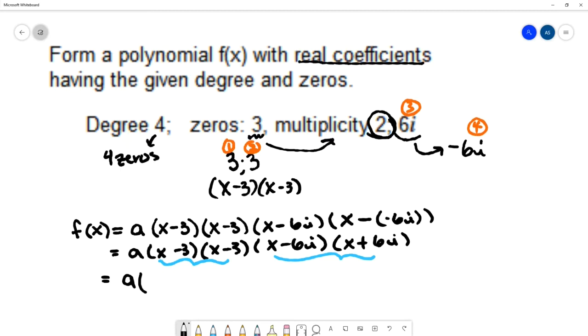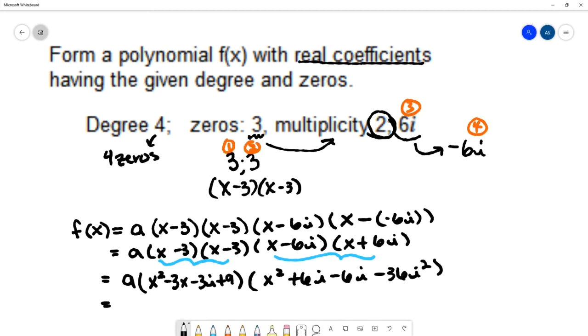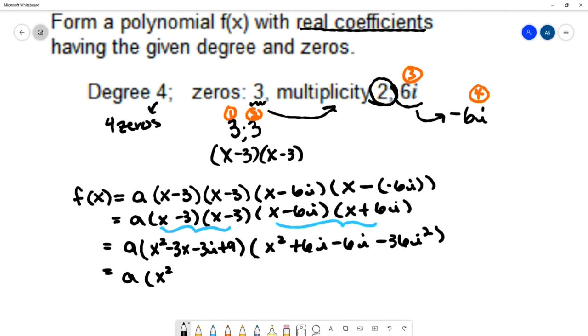So x minus 3 times x minus 3 would be x squared minus 3x minus 3x plus 9. Putting x minus 6i times x plus 6i would give me x squared plus 6ix minus 6ix minus 36i squared. And that would give x squared minus 6ix plus 9. And x squared, these middle two are opposites, so they zero out. And that becomes a plus 36 because i squared is negative 1. And negative 1 times a negative 36 would be a positive 36.